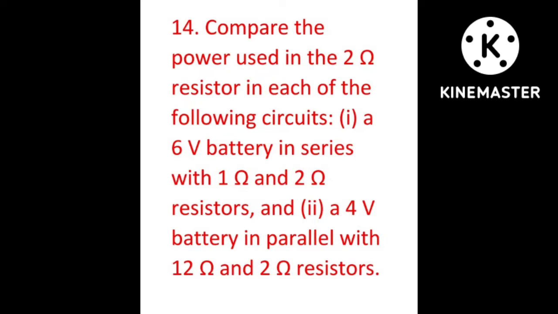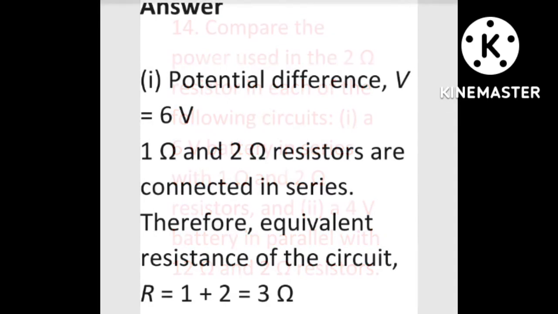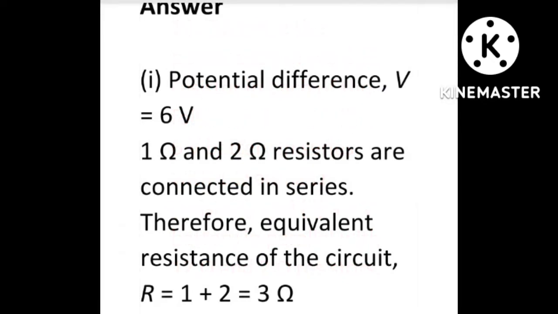The question is, compare the power used in the 2 ohm resistor in each of the following circuits. First, a 6 volt battery in series with 1 ohm and 2 ohm resistors. And second, a 4 volt battery in parallel with 12 ohm and 2 ohm resistors. Now we can consider the first question.